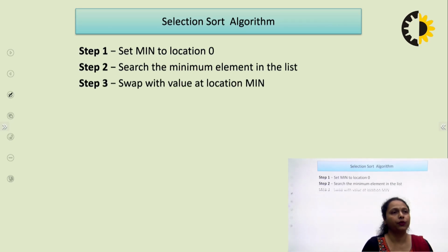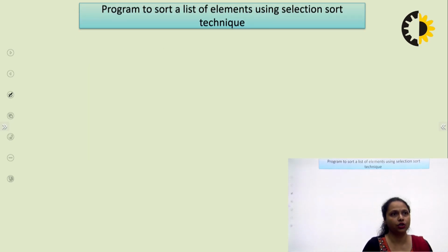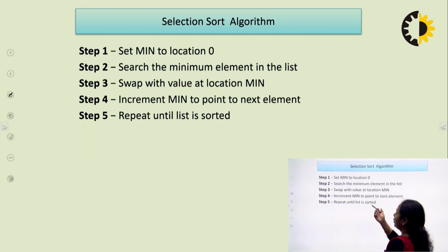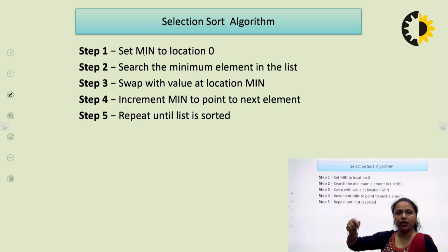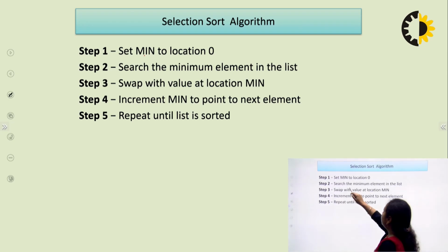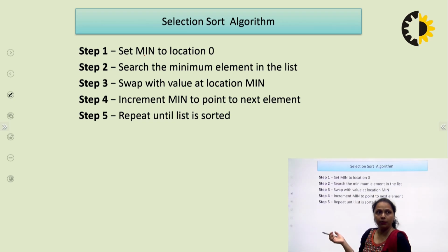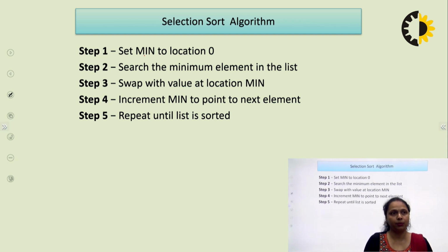Now we will discuss the algorithm for selection sort. What we are doing is setting minimum to location 0. Location by location we are setting the minimum element, and now we are searching for the minimum element in the rest of the list. If we find a smaller minimum, we will swap the location with the minimum, otherwise increment to the next position, and repeat the process until we get the sorted list.